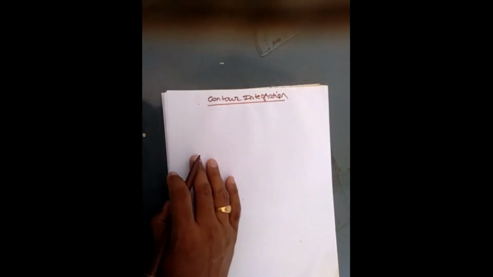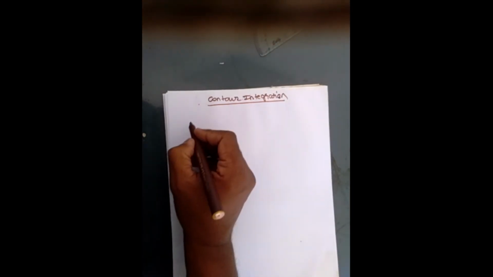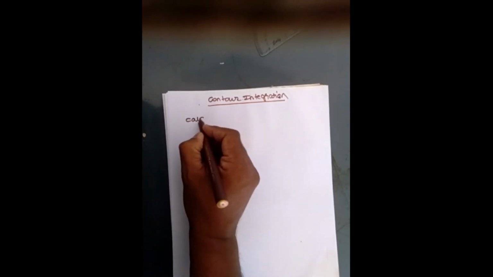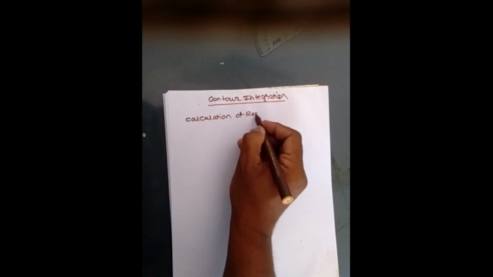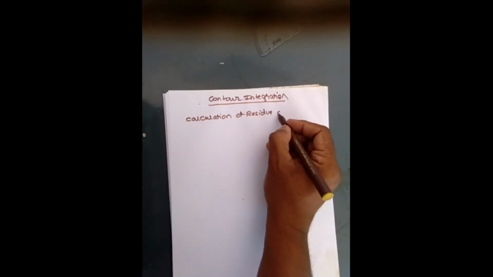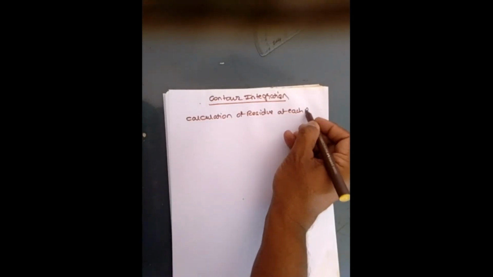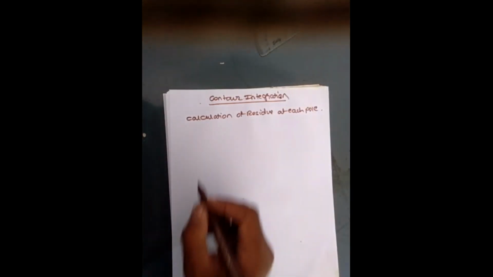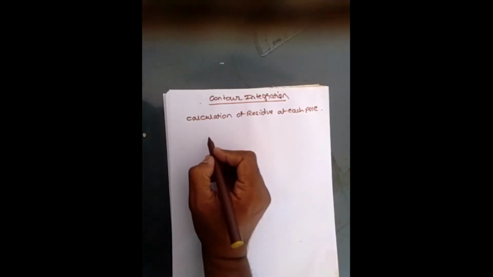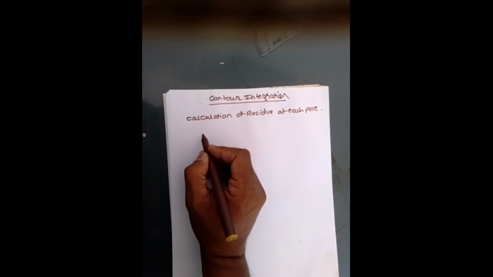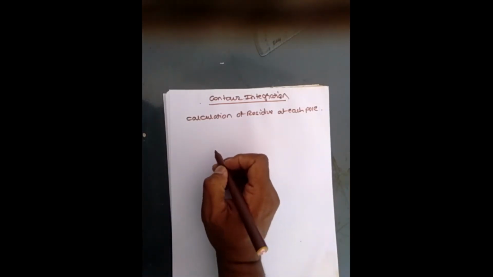So now we should know how to calculate the residues. So now first one, calculation of residue at each pole. Okay, so here there are two formulas. One is if the pole is of order 1, and the other if a pole is of order m.